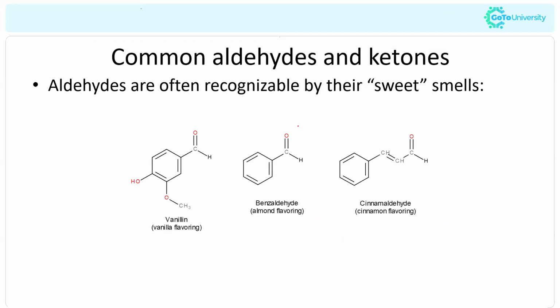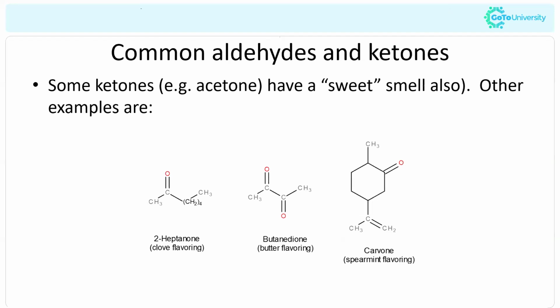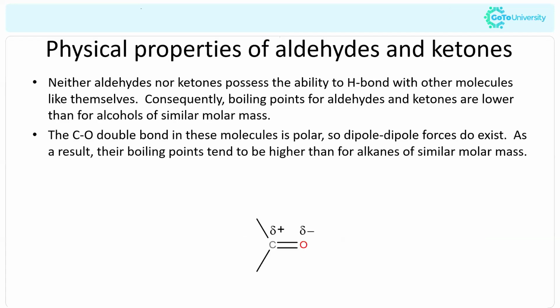Okay, now there are some common aldehydes and ketones that we are using in the industrial field and everywhere. See, 2-heptanone, butanedione, carbon, these are the aldehydes. Okay, now we are moving to the physical properties of aldehydes and ketones.